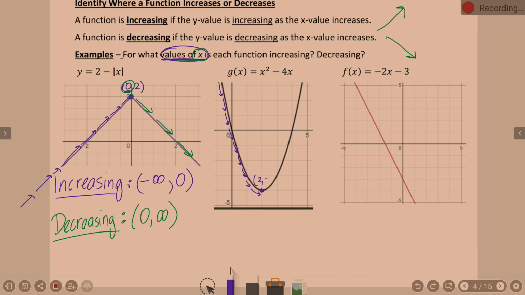2, negative 4, it looks like. So the first thing we are doing is decreasing. When did we start decreasing? Where did this graph start? Negative infinity, yes. It started way over there. So it started at negative infinity.